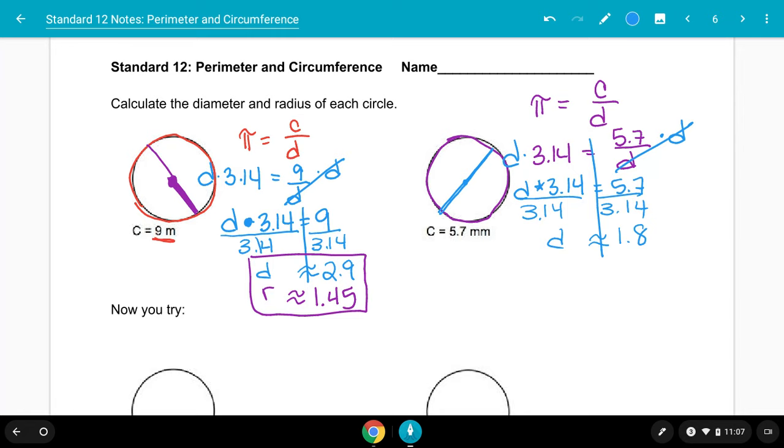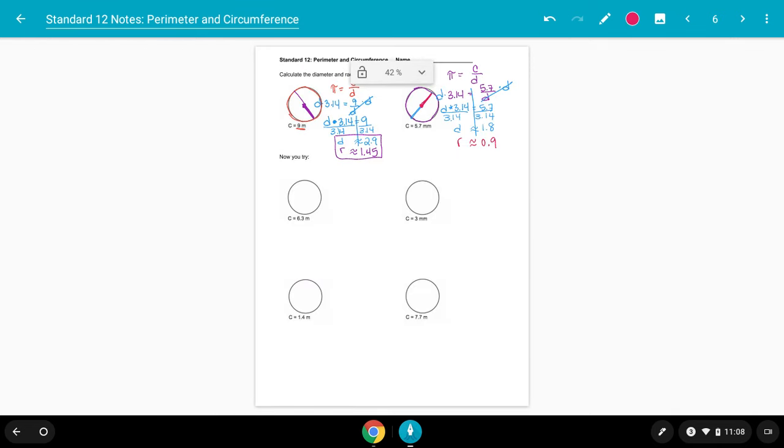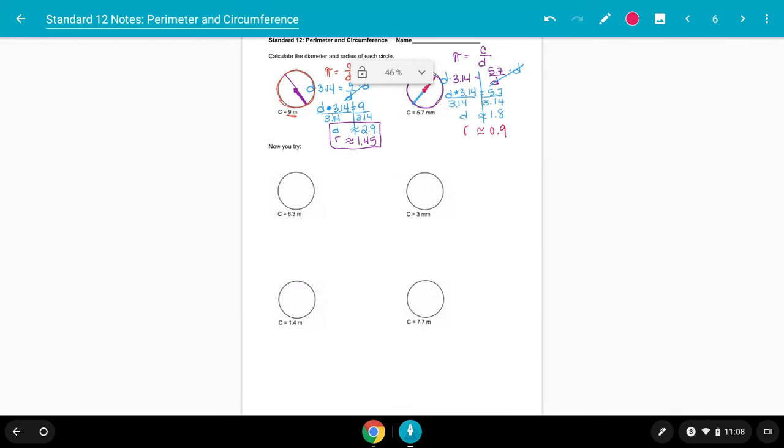So then what's the radius going to be? Well, the radius is going to be half that. It's just half of it. 1.8 divided by 2 is approximately 0.9. All right. From that, I want you guys to try the next 4 and then check with your teacher and move on from there.